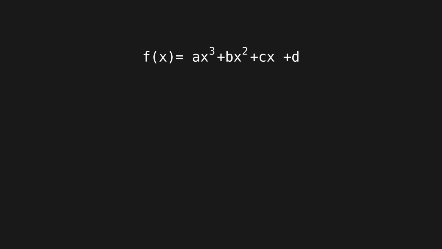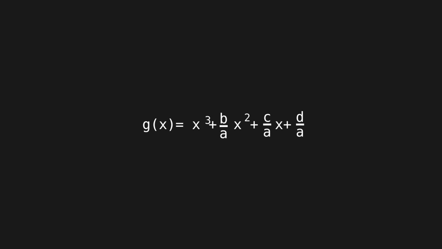Say f of x is equal to ax to the power 3 plus bx squared plus cx plus d. Now a is just a scalar, so we can divide it. We get g of x is equal to x to the power 3 plus bx squared over a plus cx over a plus d over a.